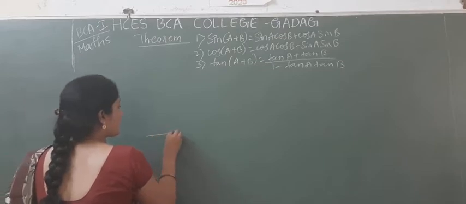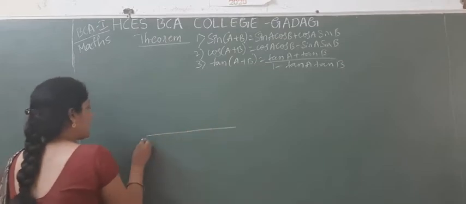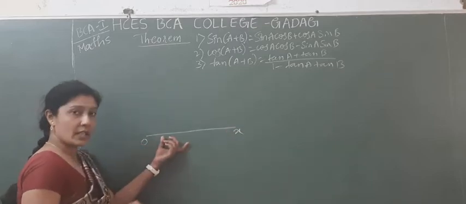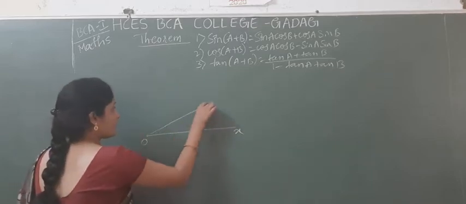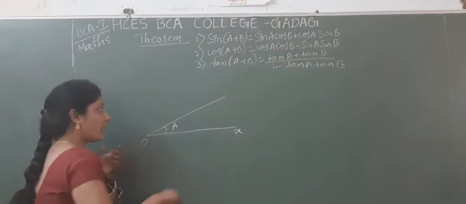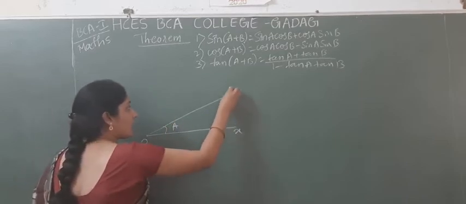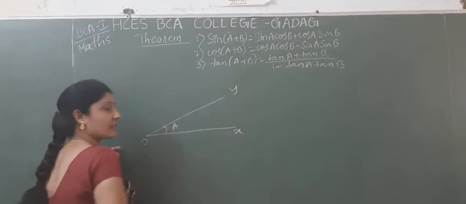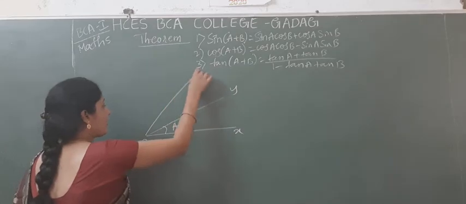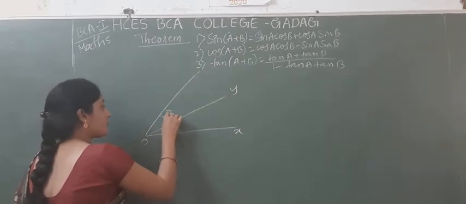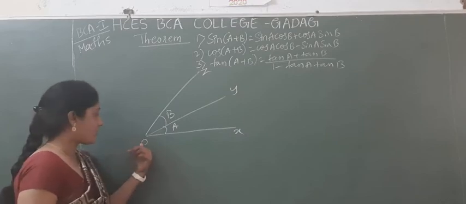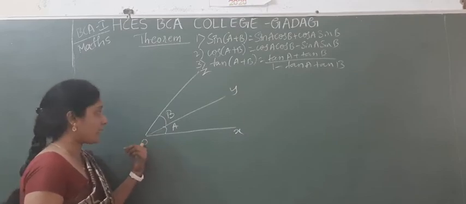Consider a straight vector that is OX. It revolves through an angle A to the line OY. Again it revolves through an angle B to the line OZ. And this O is nothing but the initial point.